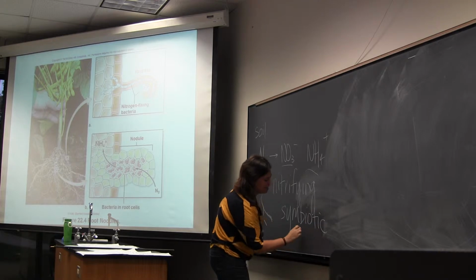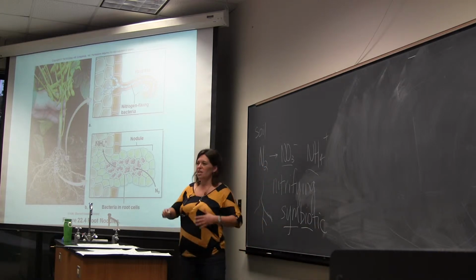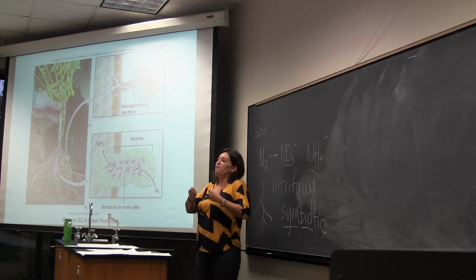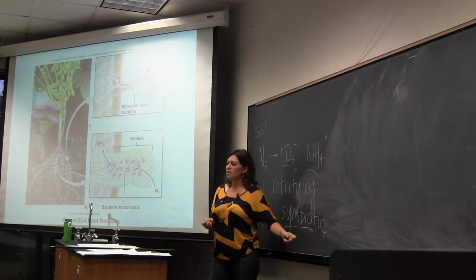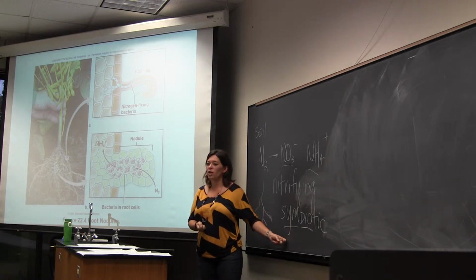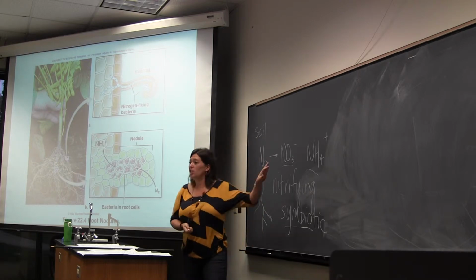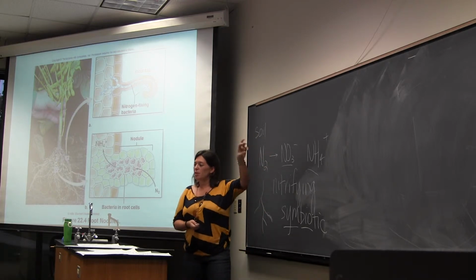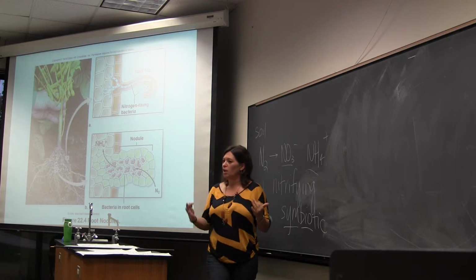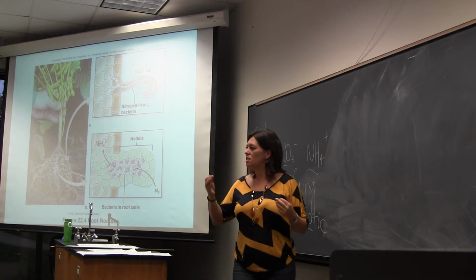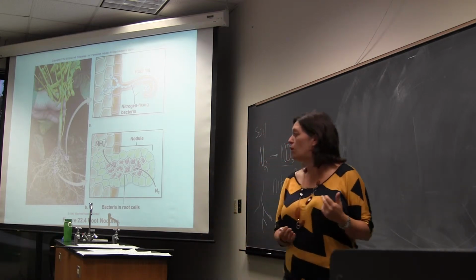Biotic means life, and sim means kind of beneficial. So you have two organisms living beneficially within one another. The bacteria help the plants by converting nitrogen into a usable form, and the plants help the bacteria by providing it with water and nutrients and sugar from photosynthesis.